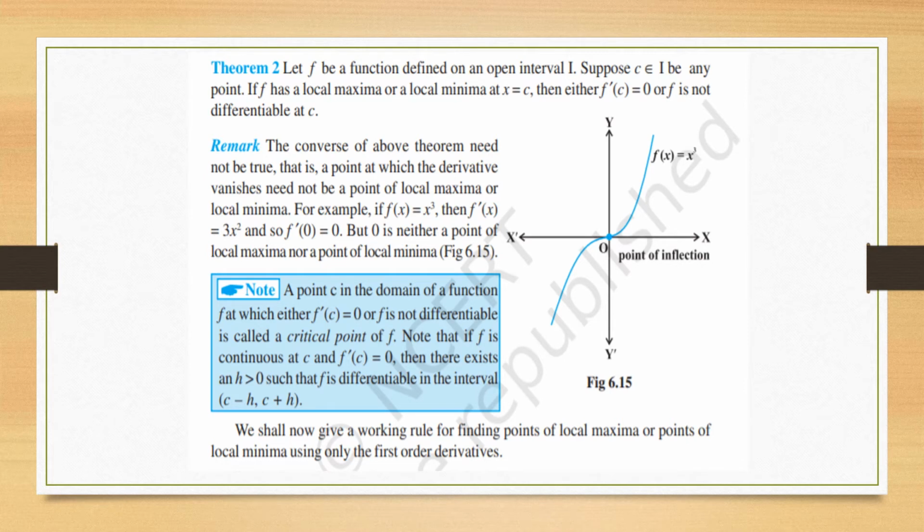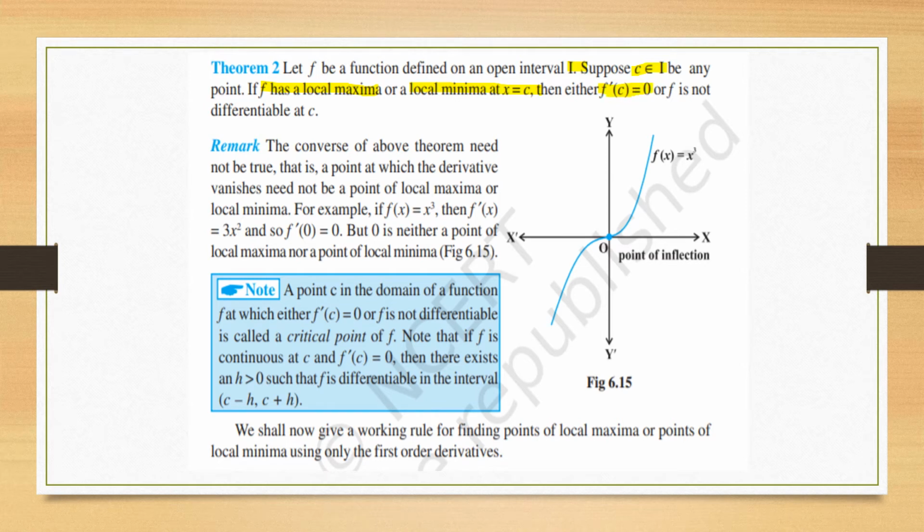Now there is a very important theorem. Suppose f is a function defined on an open interval I, and c belongs to I, any point. If f has a local maximum or minimum at c, then either f dash c is 0 or f is not differentiable at c. So this theorem says that if a function is defined on an open interval I, where c is a point in this interval, then the function will have a local maximum or minimum at this point if the first derivative is 0, the same concept as Rolle's theorem.